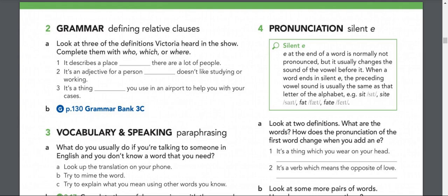Section number 4, pronunciation, silent E. E at the end of a word is normally not pronounced, but it usually changes the sound of the vowel before it. When a word ends in silent E, the preceding vowel sound is usually the same as the letter of the alphabet. For example, sit and sight, fat and fate.